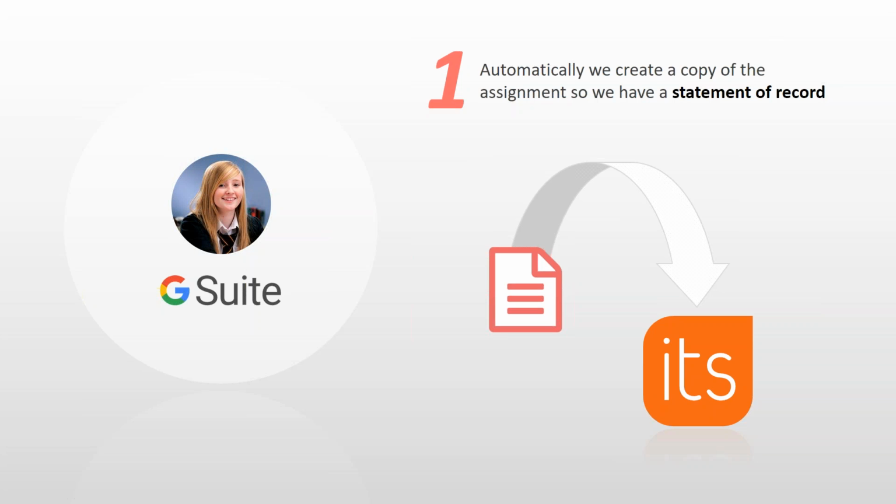Okay, so if she continues to work on it now, she's working on her version. The version that the teacher is assessing is the version that was handed in by the deadline for the assignment. Okay? So the student can continue to work in G Suite, that's up to them, but what we've done is we've now taken a copy of that.